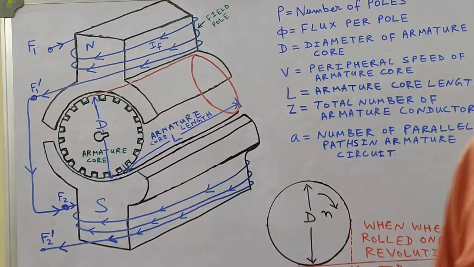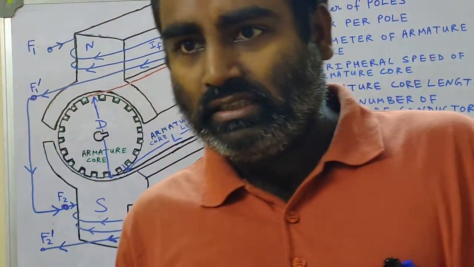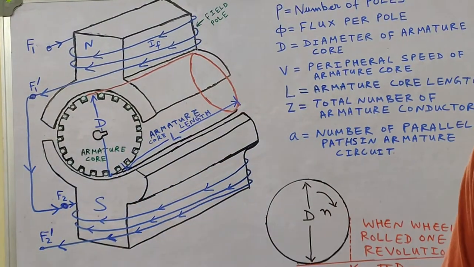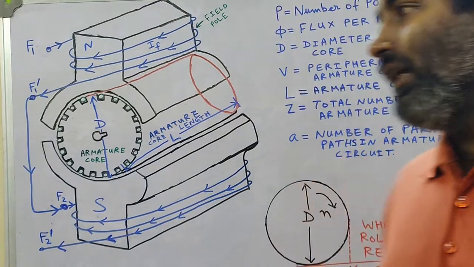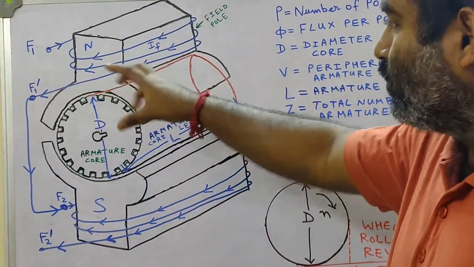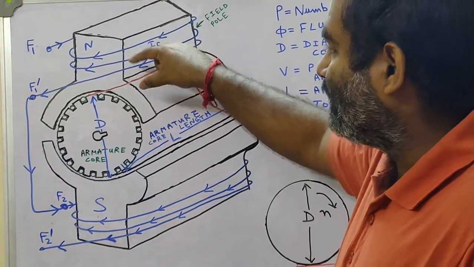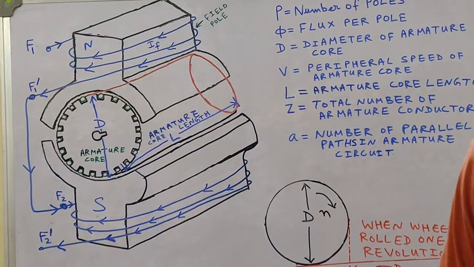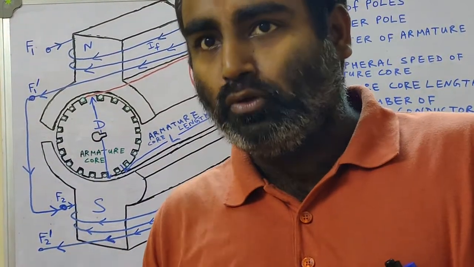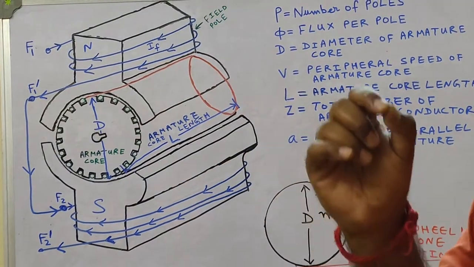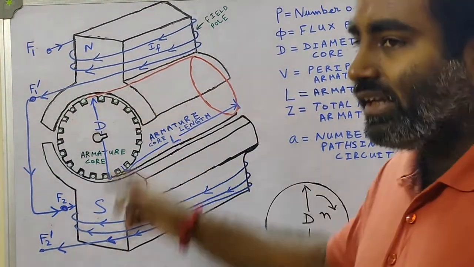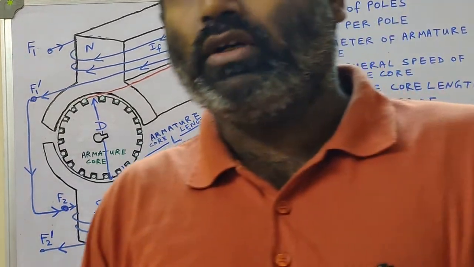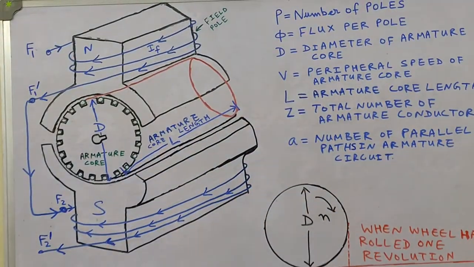But the number of turns in the main field pole is never 3, but just for convenience I have shown 3 turns here. Again I am repeating that in a DC machine, as far as the main field pole is concerned, the number of turns is very large, usually say 100 turns or 200 turns, depending upon the design of the machine.